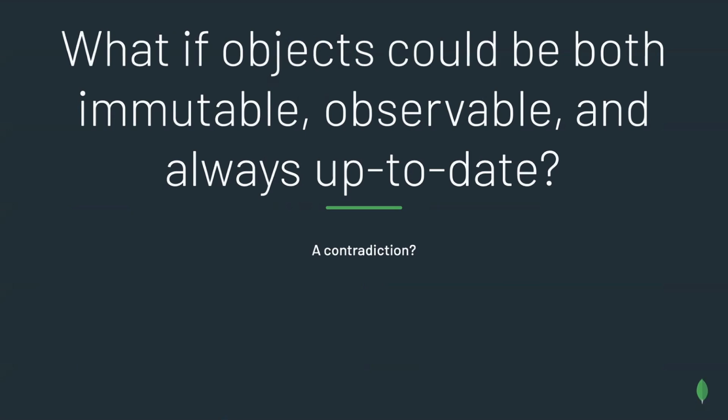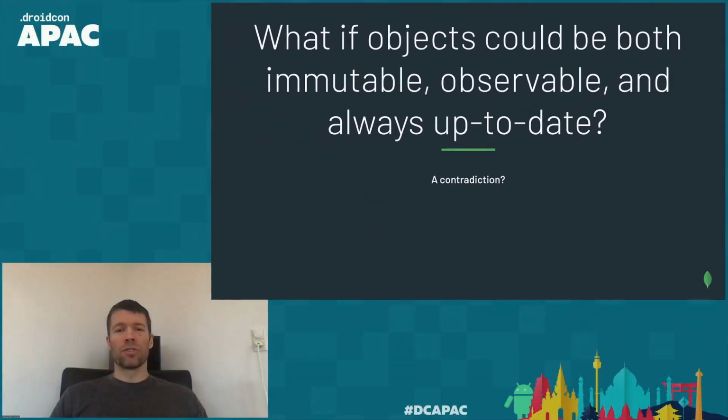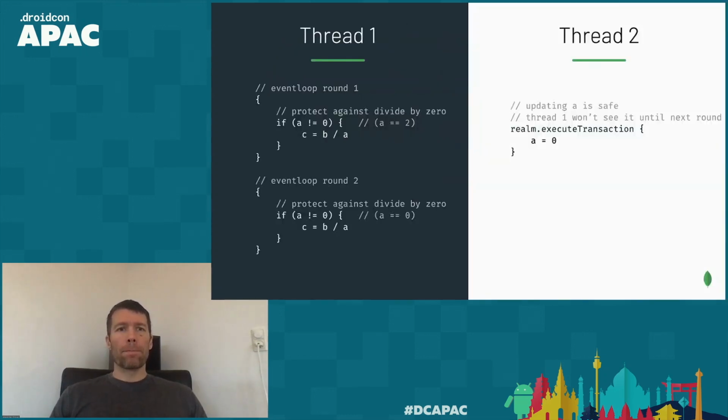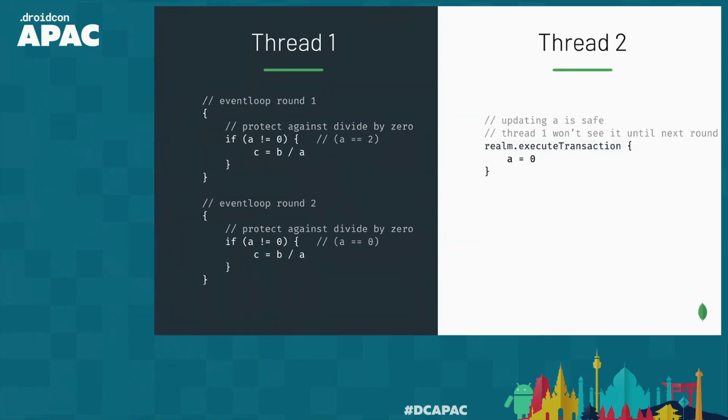So there must be a better way, right? And the question is, what if objects could be both immutable and at the same time observable and always up to date? It sounds like a contradiction. How would that even be possible? But it is actually possible with modern data structures. So this is again the same examples as earlier, but with something we call transactional objects.